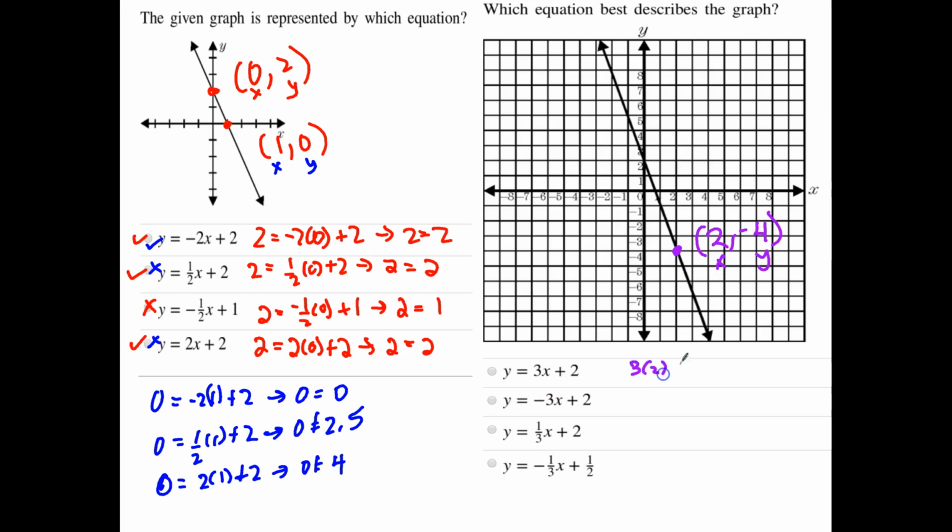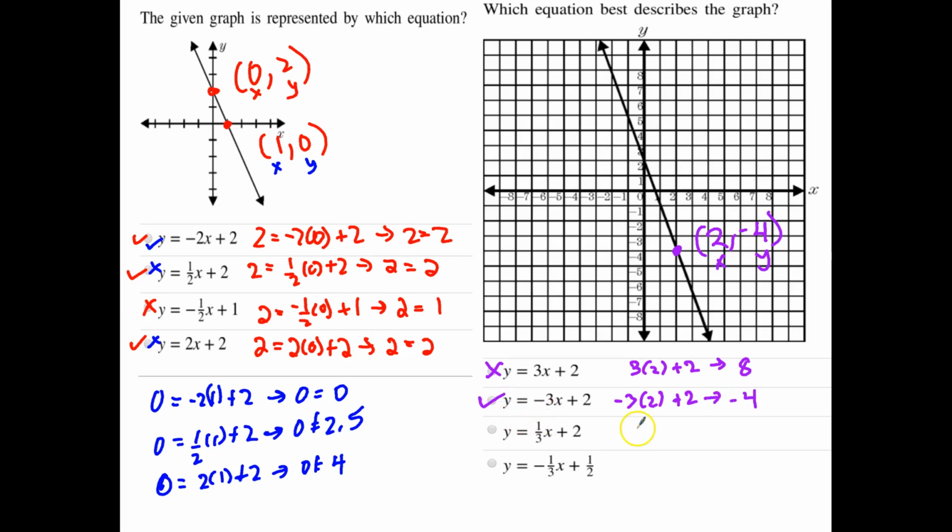Plug in 2 for my x. 3 times 2 plus 2. 3 times 2 is 6. 6 plus 2 is 8. That is not negative 4. You don't work. Okay, negative 3 times 2 plus 2. I'm looking for a negative 4. Negative 6 plus 2 is negative 4. Hey, you do work.